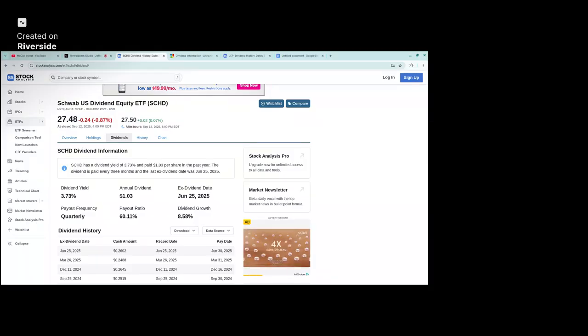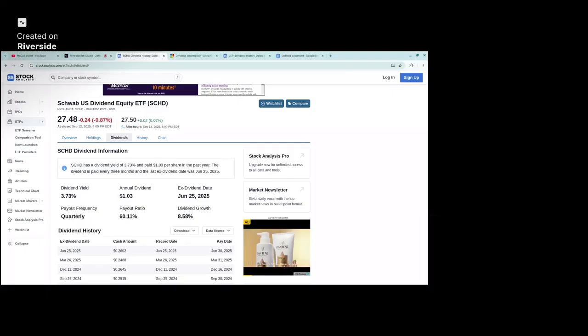But again, back to the formula. SCHD is paying $1.03 per year per share. So you take your 24,000 divided by 1.03. That means you would need 23,300 shares, which is roughly $640,284 invested in SCHD to replace a $2,000 mortgage per month.